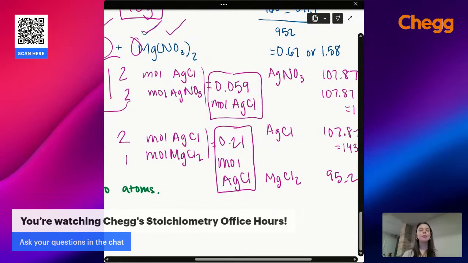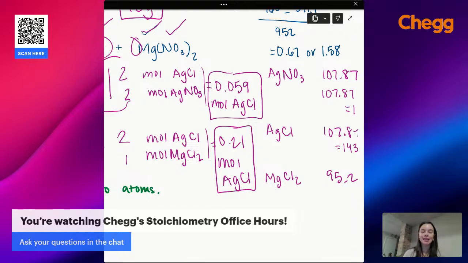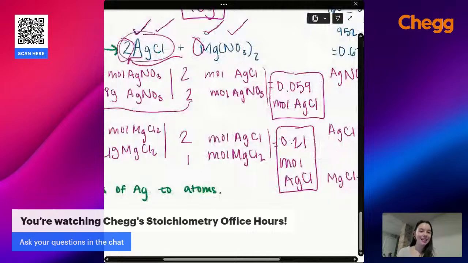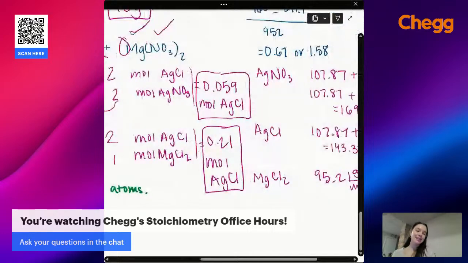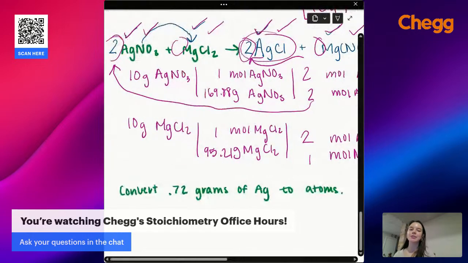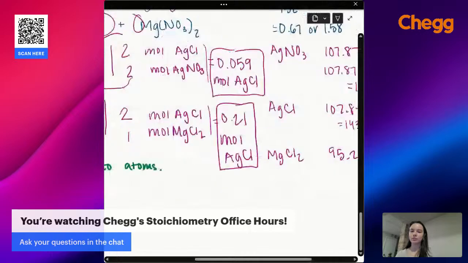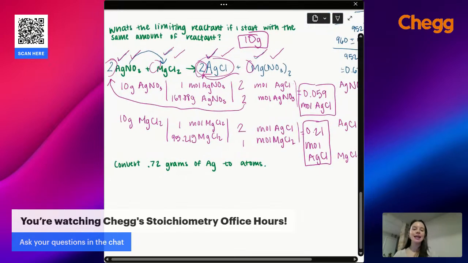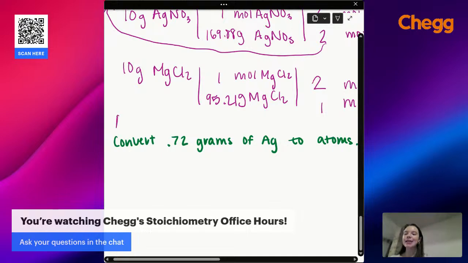All right, so those are both of the answers. Now we need to determine what our limiting reactant is. I'm going to give y'all 10 seconds. Take a vote in the chat. Which is the limiting reactant? Is it AgNO3 or MgCl2? We'll see which side gets it right. 3, 2, 1. If you said AgNO3, great job. You are correct. AgNO3 is the limiting reactant.